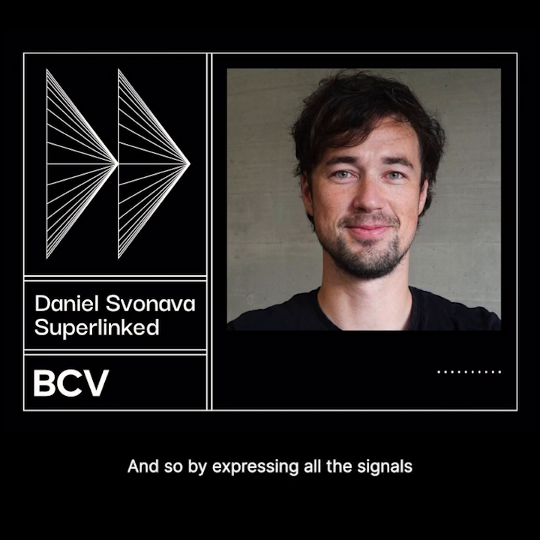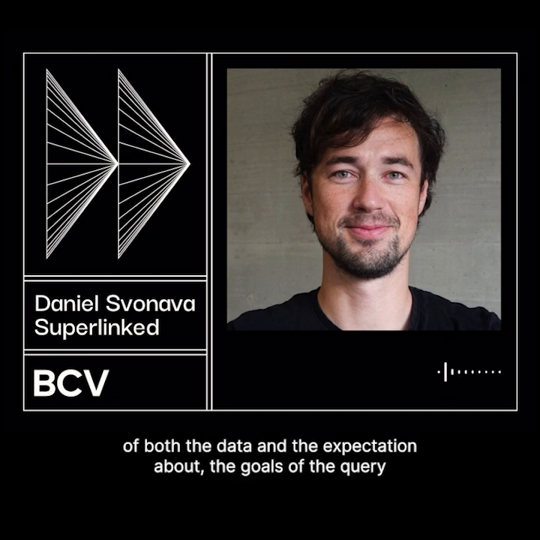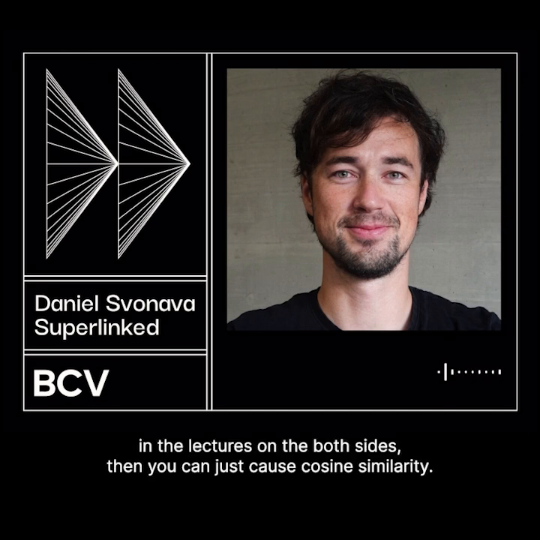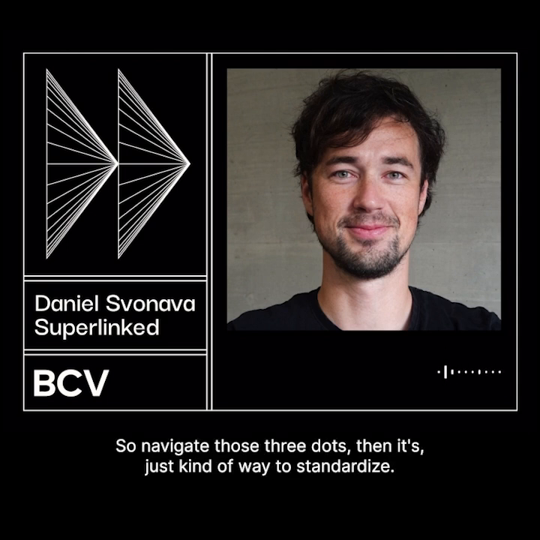By expressing all the signals of both the data and the expectations of the goals of the query in the vectors on both sides, you can just do cosine similarity to navigate those trade-offs. It's a way to standardize.